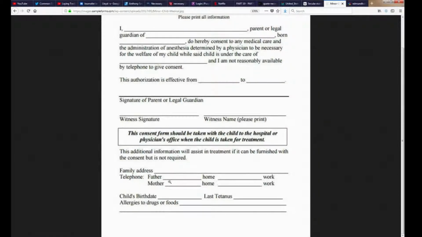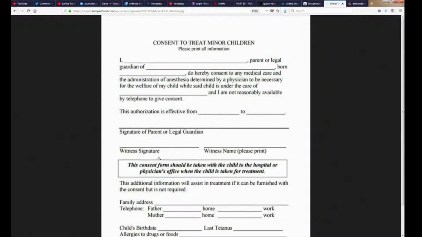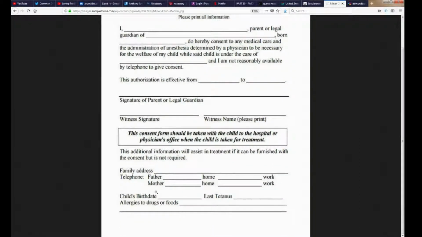Then you've got your family address, your father's phone number, and a mother. So now we're actually talking about mother and father. But hang on a minute, up here we're talking about a parent. So if you were being adopted, you're not necessarily the father or mother as such, or if you're the legal guardian, you're not necessarily going to be able to fill in that section. Child's birthday and the last tetanus, so I can understand that, and any allergies to drugs or food, which is also very helpful should a third party be taking your little one into a hospital and they're looking at giving pain relief. It's good to know if you're allergic to, was it morphine or opioids, whatever they call it.